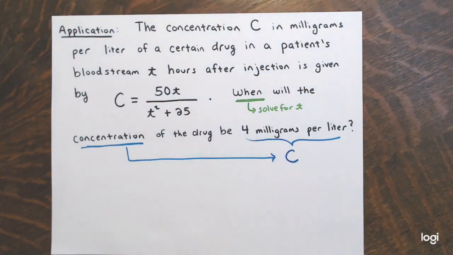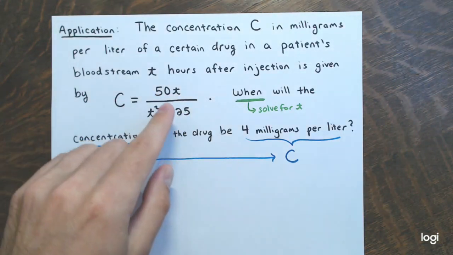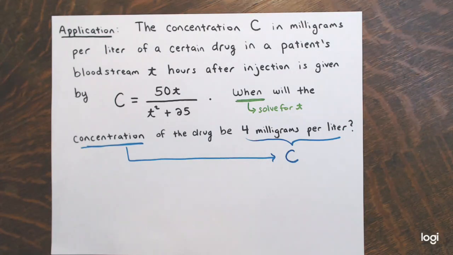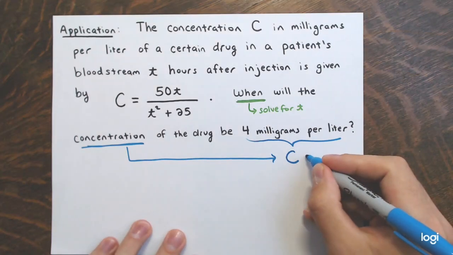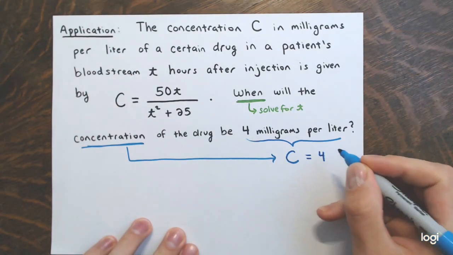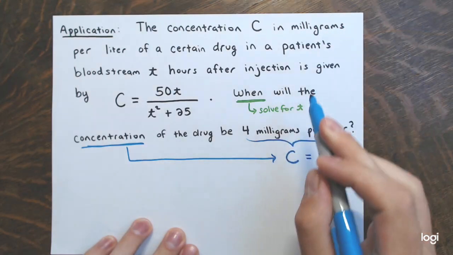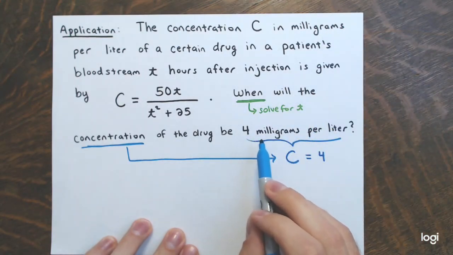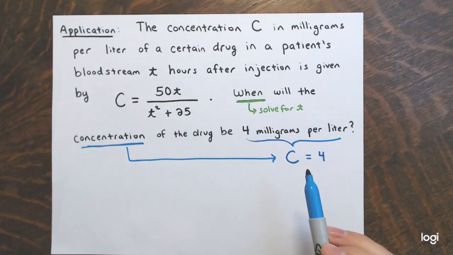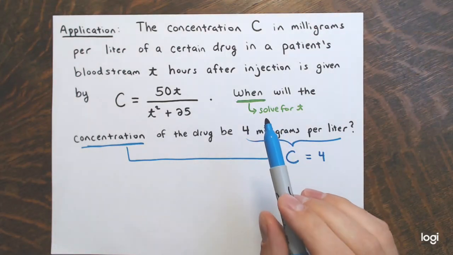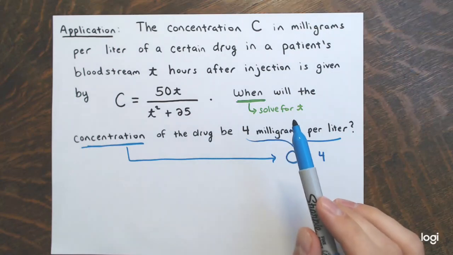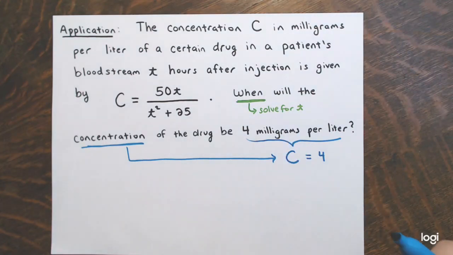So what I'm doing here is just going through the equation they gave me for the situation, the concentration of this drug in a person's blood at any given time, T hours later. And I'm going to be replacing C with the number 4, because C was given in milligrams per liter, and they said the concentration here is 4 milligrams per liter. So I'm going to be replacing C with 4, and then figuring out when that happens, solving for T, solving for time.